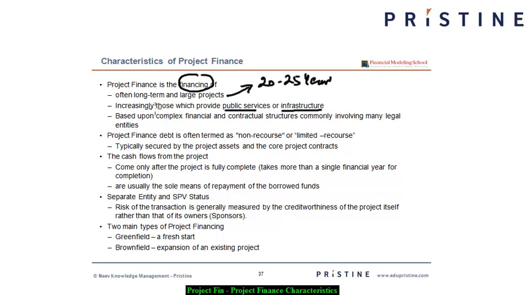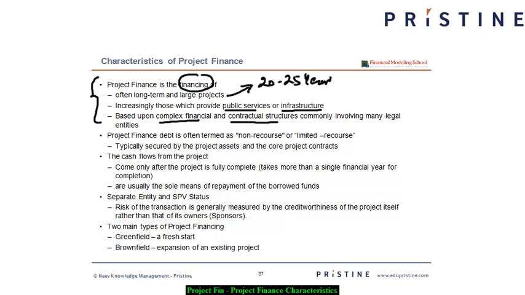Again, most of the project financing is based upon complex financial and contractual structures. Typically, there is no recourse apart from the SPV, apart from the assets and the revenue pool of the SPV for the lenders. So project financing is typically characterized by complex financial and contractual agreements. Now, some of the key parts where this affects your model. For example, this specific nuance of the project finance sector, that it's often long term and large projects.